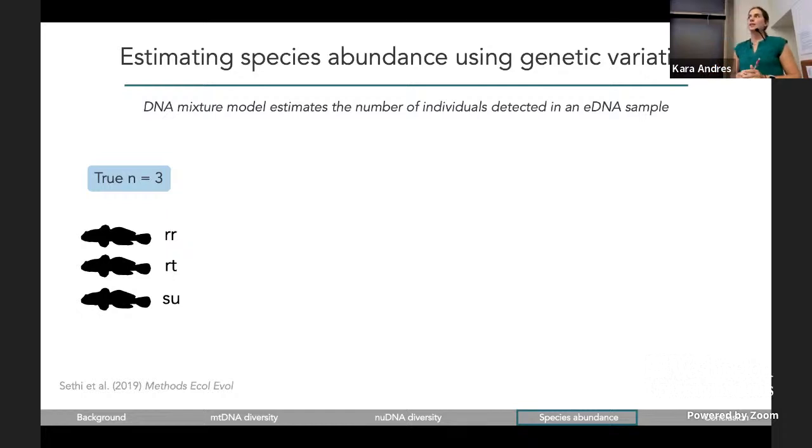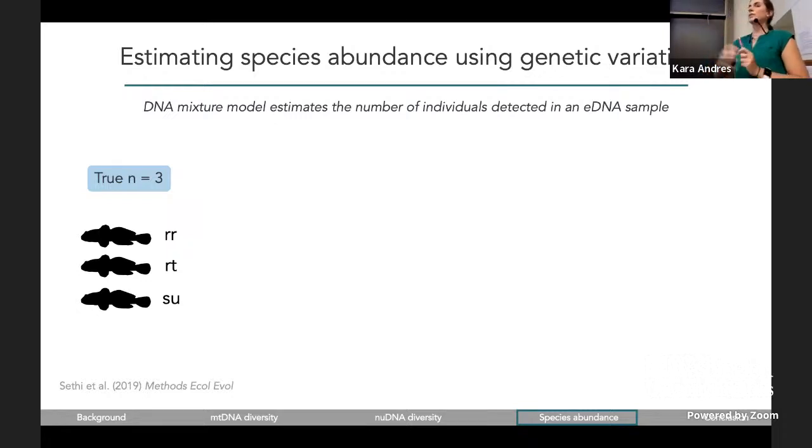So this actually originated in the forensics literature. Forensic scientists wanted to go to a crime scene and know exactly how many people were there. But Suresh Sethi brought this into the ecological realm, in both a simulation experiment as well as a diet analysis, to use genetic variation to estimate the exact number of species that were in a sample. And so this is called the DNA mixture model, or contributor estimation. I'll just walk through really quickly how this works.